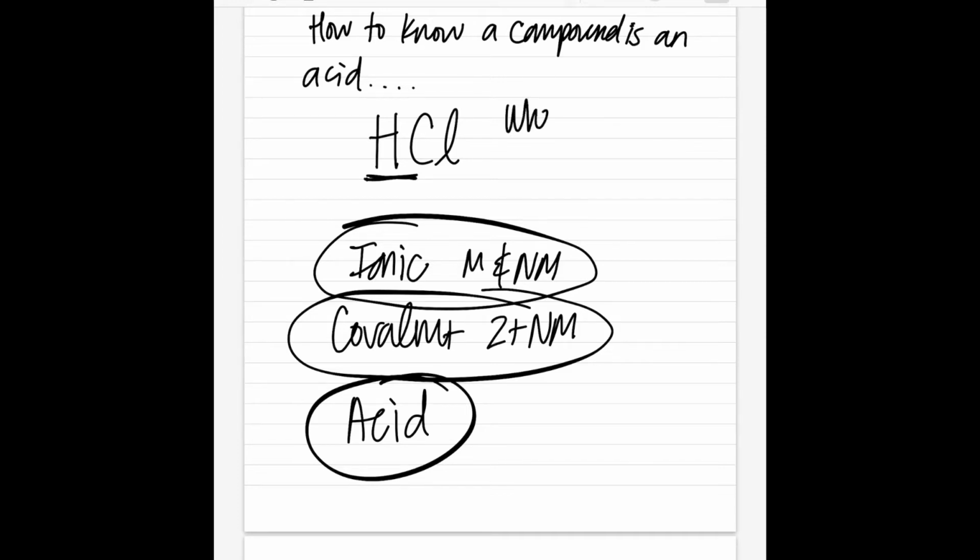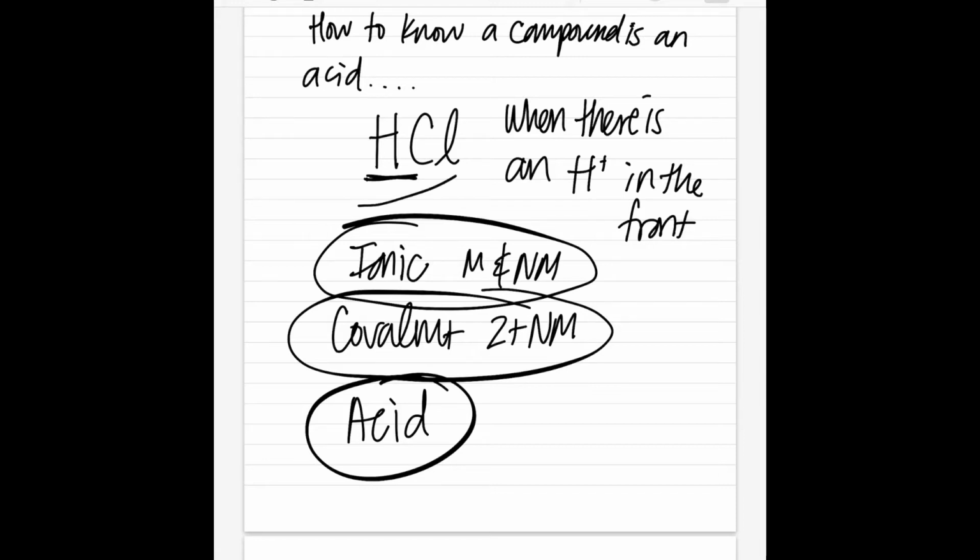So when there is an H in the front, it's an acid, okay? So if you ever see an H in the front, like it's the first element listed in the compound, I'm not talking about the name, I'm talking about the formula. Okay, so remember, this is the formula here. If there's an H in the front, that should be a red flag to you. Say, oh, this is an acid. I need to use my acid rules.